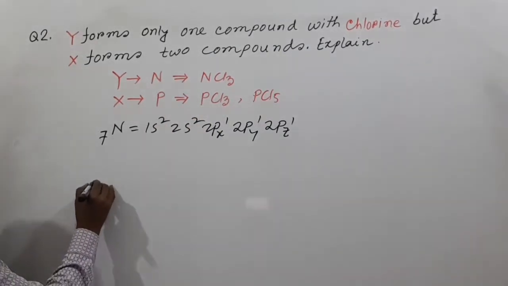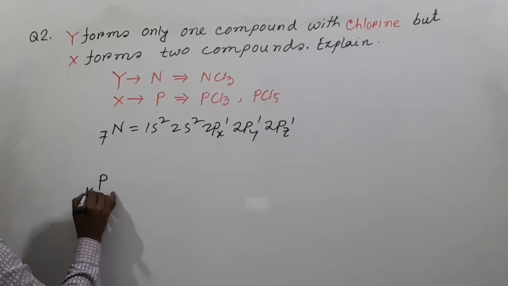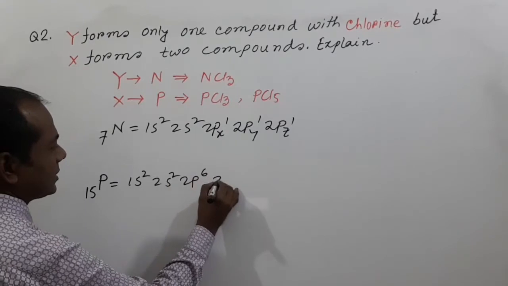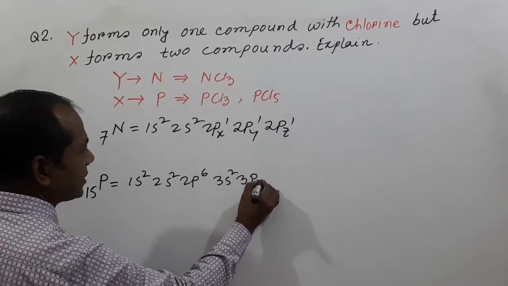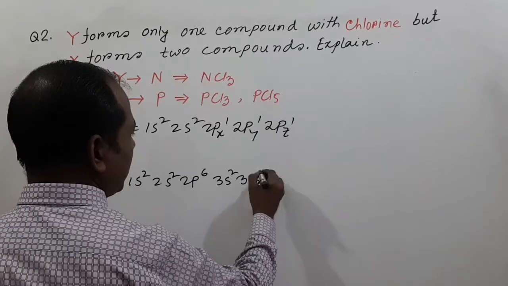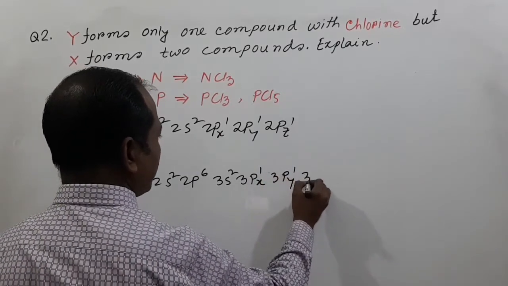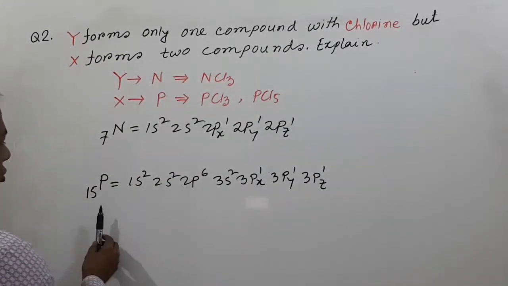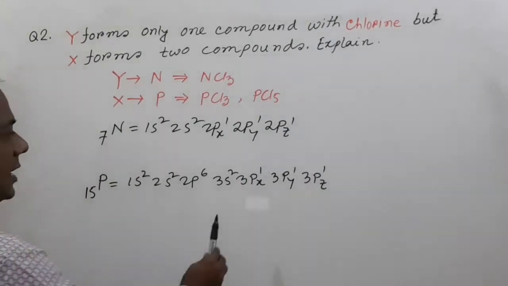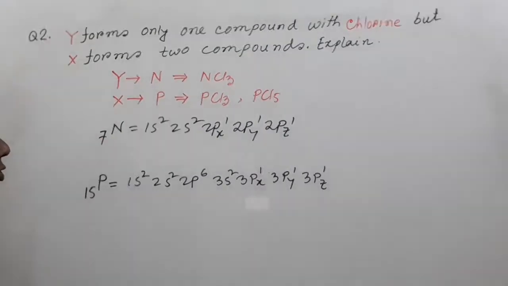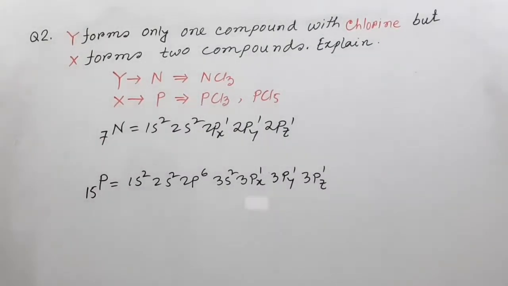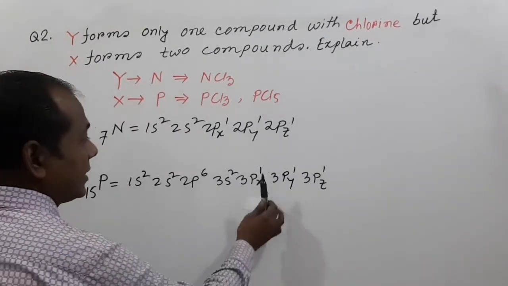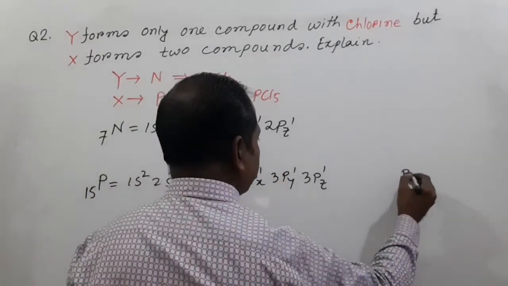But my dear students, if we see the electronic configuration of phosphorus, this is 15: 1s2, 2s2, 2p6, 3s2, 3px1, 3py1, 3pz1. Here 3 unpaired electrons are present in the outermost shell of phosphorus, and that's why these unpaired electron holding orbitals overlap with the p orbital of chlorine. That means 3pz1 orbital of chlorine, and they form phosphorus trichloride, PCl3.